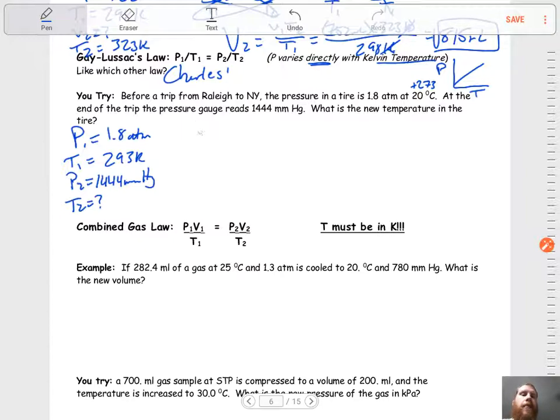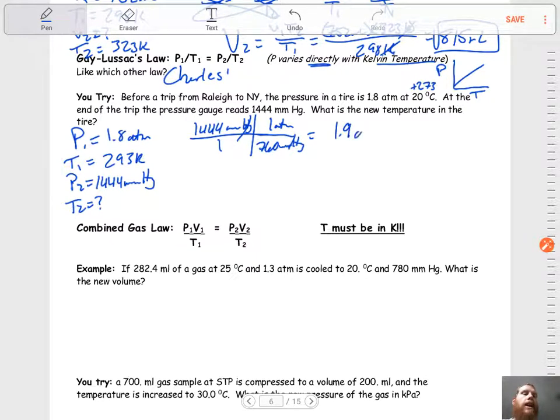So I'm going to take my pressure 2 and convert that to atmospheres. That's going to be the easier one. 1444 millimeters mercury. I'm going to set up my T-chart, put my 1 atm right there, 760 on the bottom. Again, this is review from our last unit. Those cancel out, so when I do that, I get about 1.9 atm equals P2.